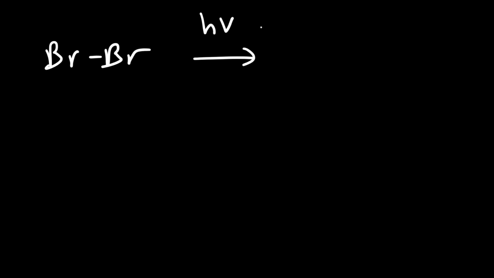So the first thing that happens is you have two bromine atoms in a molecule, and they absorb energy from an ultraviolet photon, and they're going to break apart. So this bromine bond is going to cleave homolytically. So each bromine atom will gain 1 electron from those 2 electrons in that bond. So we have 2 bromine radicals. So this step, going from a neutral molecule to 2 radicals, is known as initiation.